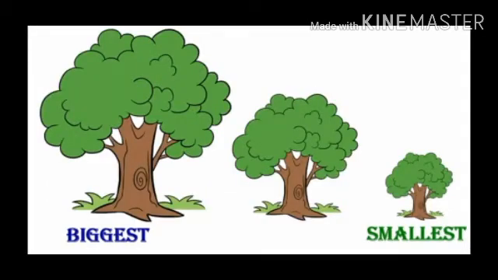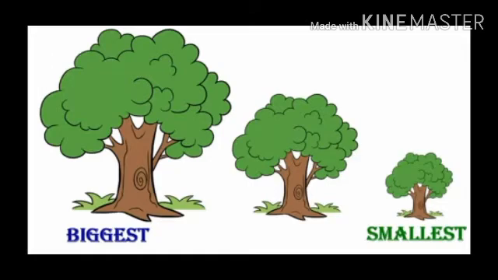Now you tell me, what is this, my dear? This is a tree, isn't it? Very good. What is the color of the tree? Yes, green color. I think you have already found out which is the biggest and which is the smallest tree. Very good. Then tell me, my dears, which is the biggest? Yes, the first tree is the biggest tree. Then which is the smallest tree? Yes, the third tree is the smallest tree amongst all the trees. Isn't it? Am I correct, my dears?